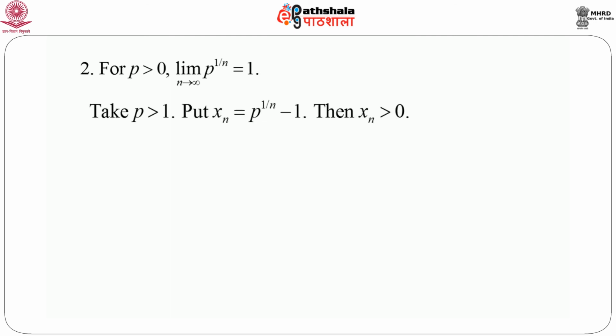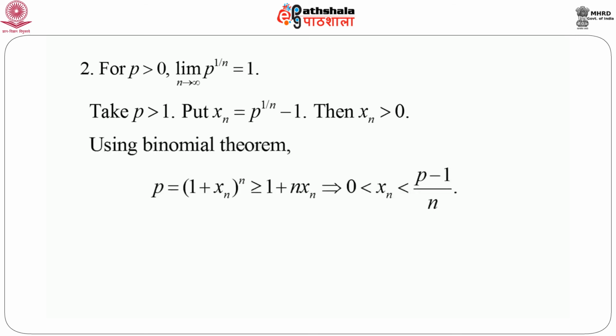When p is greater than 1, put xn equals p to the power 1 by n minus 1. Since p is greater than 1, clearly xn is greater than 0. Now using the binomial theorem, p is (1 plus xn) to the power n. Keep the expansion only up to the second term. So this must be greater than or equal to 1 plus n xn, because each of the terms is positive, because xn is positive.